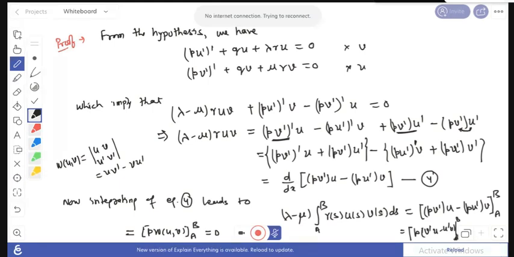So you can write this here: lambda minus mu, integral from a to b of r u v. This equals this thing, because this value is this thing, and this equals 0. This is given in your theorem. Because lambda and mu are distinct, lambda minus mu is not equal to 0, so the integral equals 0, and your theorem is proven.